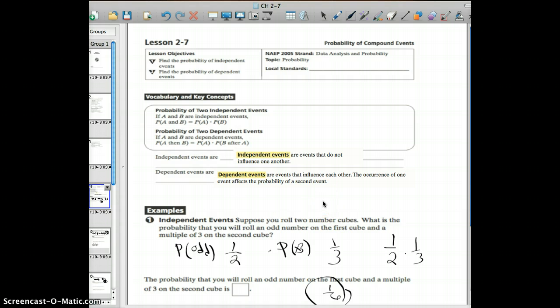Okay, and then of course we have our single events, or theoretical probability, which is just looking at one event. Good luck. Don't forget to do the check your skills you should know. That'll review some fractions for you, and I'll see you in class tomorrow.